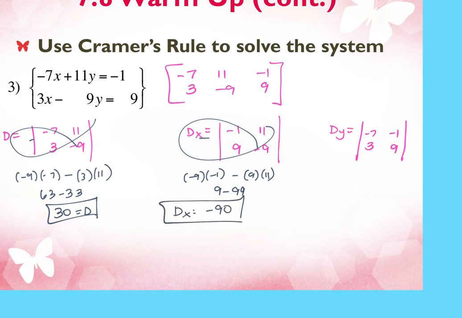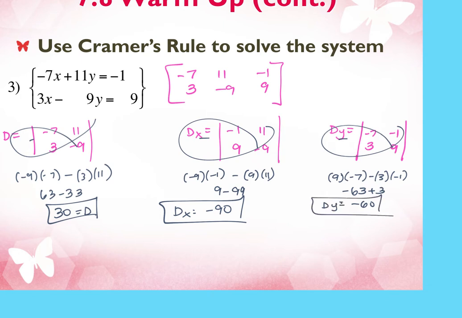Check to make sure Dx is divisible by D. These will be whole numbers, so at that point you can check and make sure at least you're on the right track. And then Dy, again, last time, 9 times -7 minus 3 times -1, -63 plus 3, which is -60.